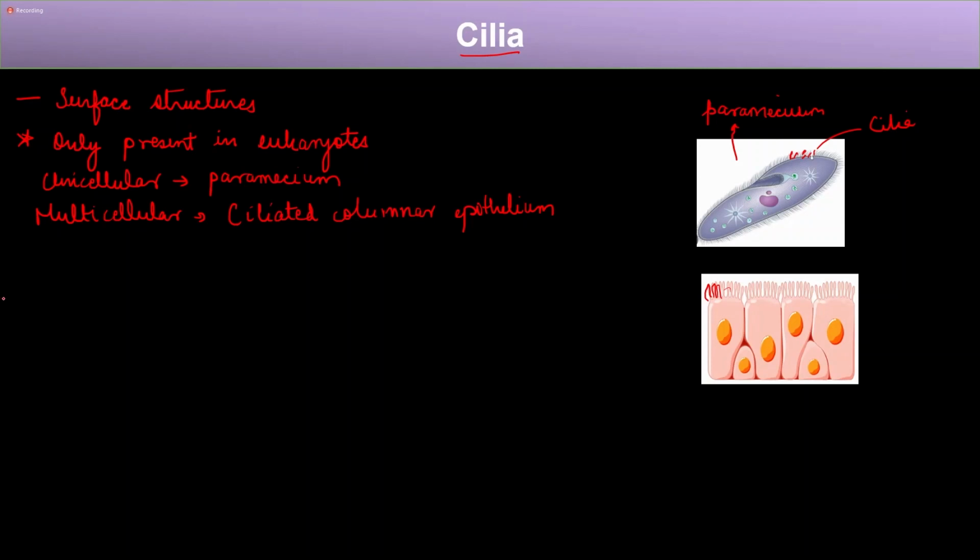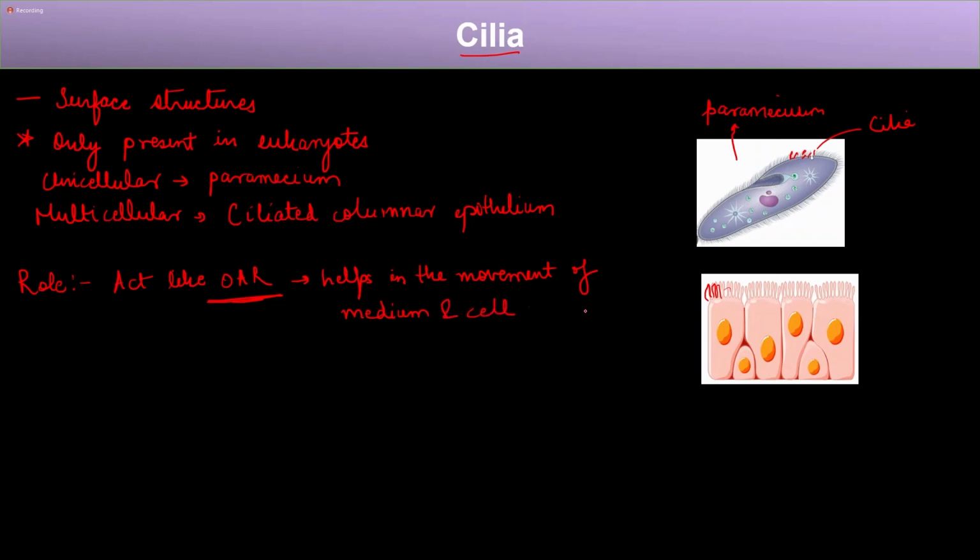Now, what is the role of the cilia? If we talk about the role of the cilia, it acts like an oar. Now, what does this term oar mean? It means it helps in the movement of medium. A cell has some medium or some surrounding in which something is present, and that thing is known as medium. So it helps in the movement of medium and cell. It either helps in the movement of the cell, or it also helps in the movement of the medium.